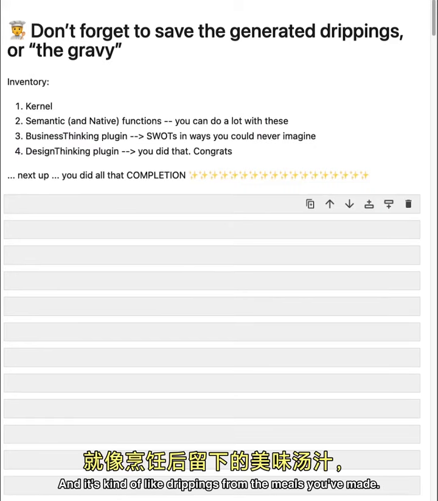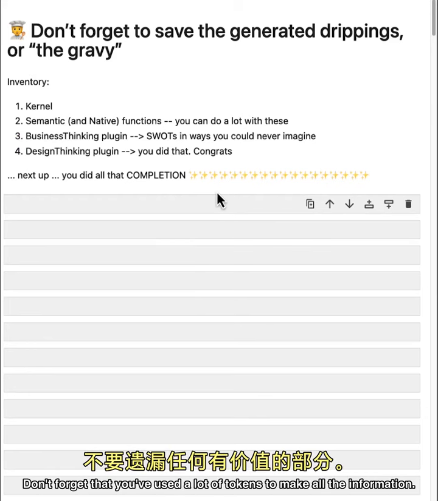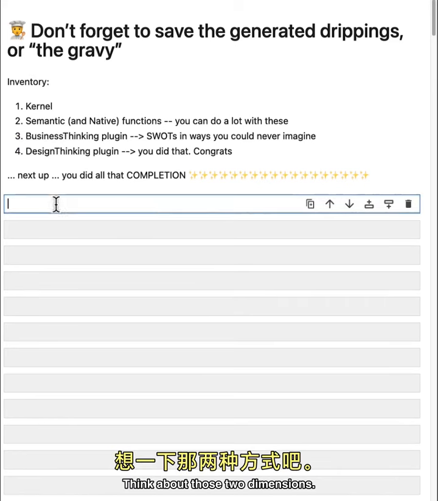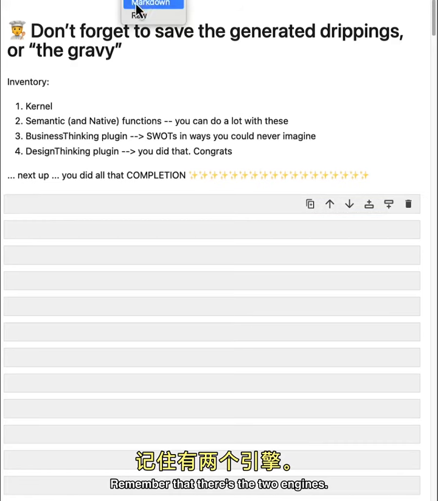It's kind of like drippings from the meals you've made. Don't forget that you've used a lot of tokens to make all the information. Wouldn't it be nice if you could soak it all up and reuse it somehow? Think about those two dimensions. Remember that? There are the two engines.